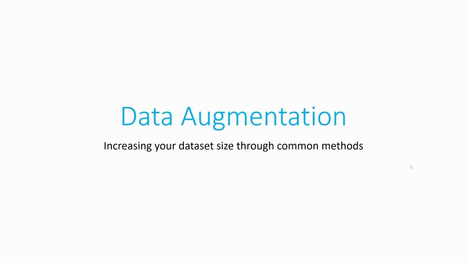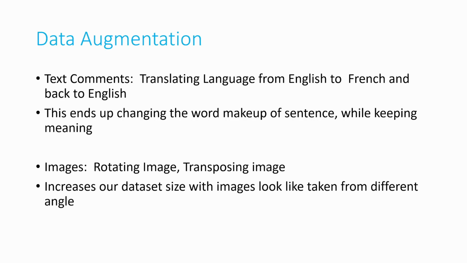One extra step in deep learning that is completely optional is data augmentation. In this step, you're increasing your dataset size through common deep learning methods. So for our NLP problem, our data augmentation step will consist of translating our toxic comments from English to French and then back to English. This ends up having the effect that the word makeup of a sentence is different. There are synonyms being used, filler words end up being changed, and things like prepositional phrases end up being changed.